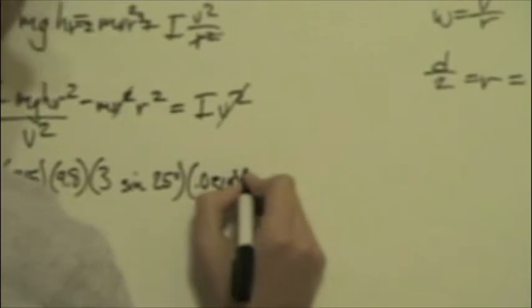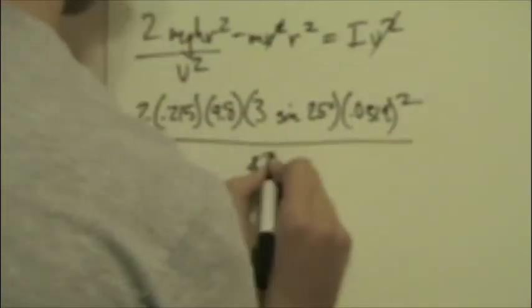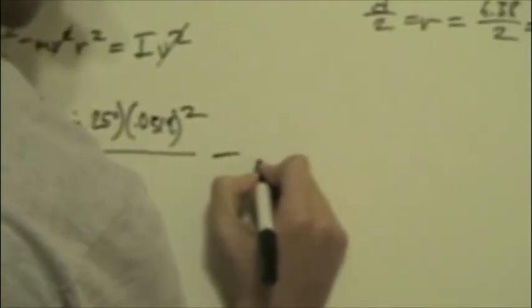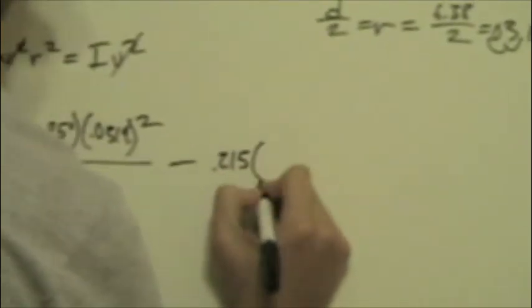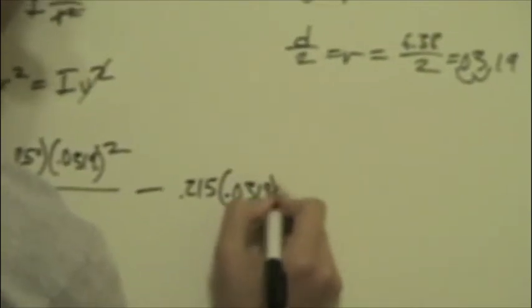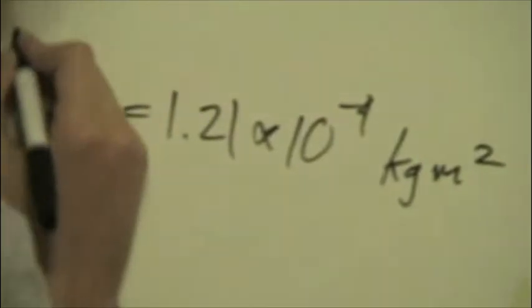So 0.0319 squared over 4 squared, the final velocity, minus 0.215 times the radius, 0.0319 squared. That's going to give us I. So when you do all this and all the crazy stuff over here, you get that I equals 1.21 times 10 to the negative 4 kilogram meter squared.